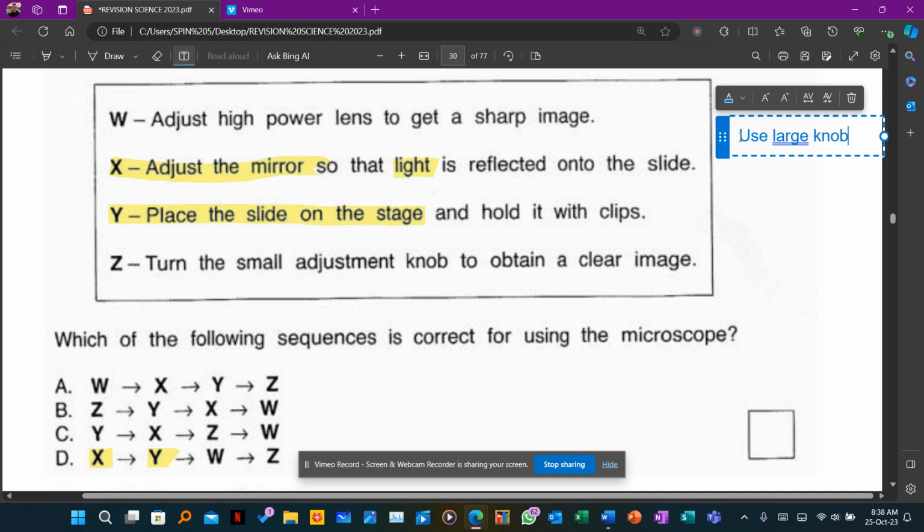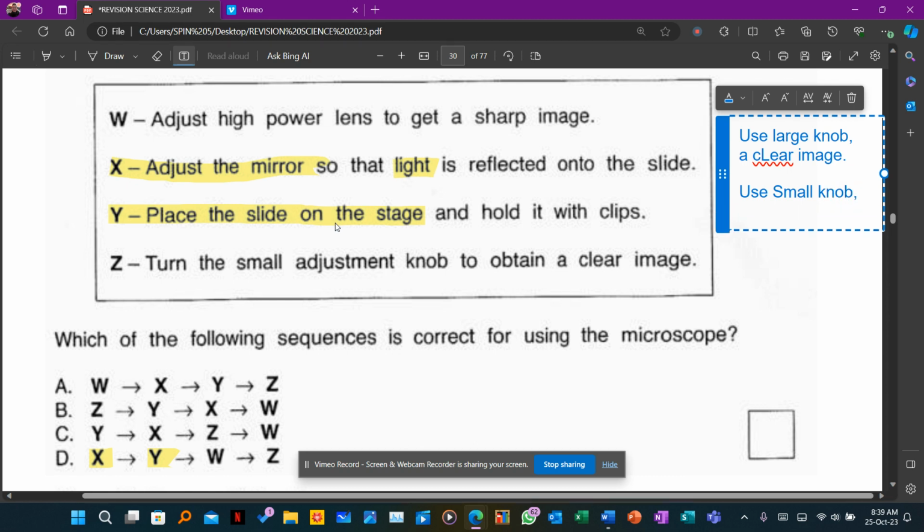When you use the large knob, it will move the stage up and down. This will move the specimen on the slide closer to the lens. And when you use large knob, you will get a clear image. So L there is for large knob. And after you get clear image, you will increase the magnification into slightly higher one, and then you adjust using small knob.